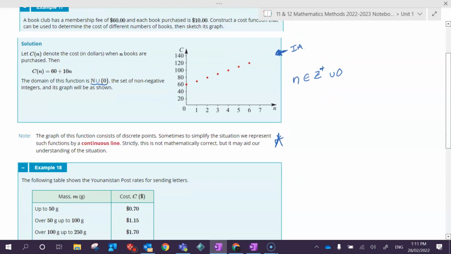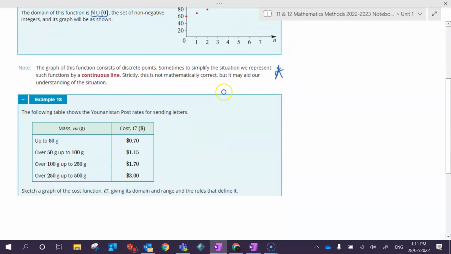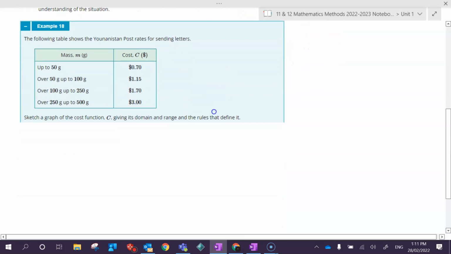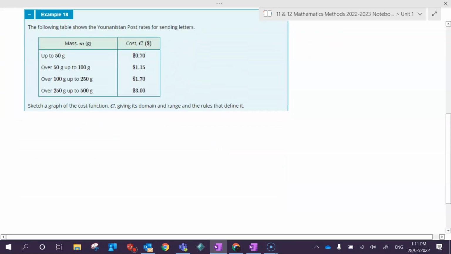Once you've got it there, though, it's pretty easy to see what it looks like. So I wanted to mention that because that could be important in assignments coming up one day in maths or in one of your other subjects. Finally, another good one here, we have a piecewise function again. Sketch a graph of the cost function, giving its domain and range and the rules that define it. This time, it's not a car park, it is the cost of postage.